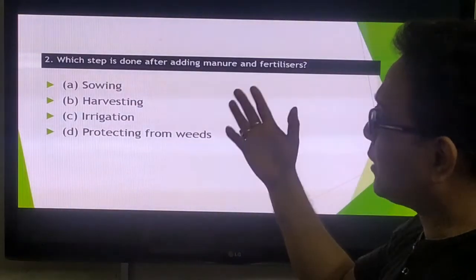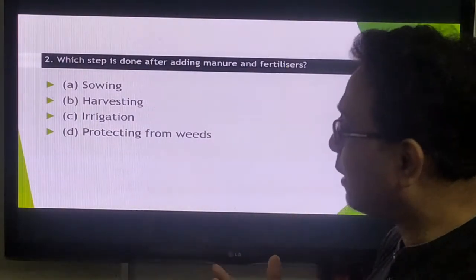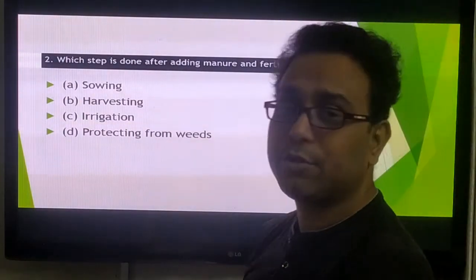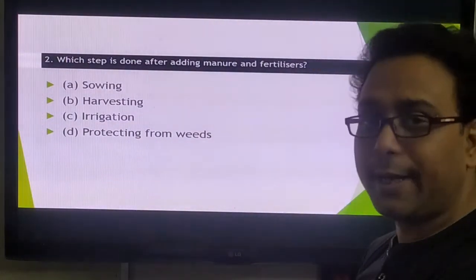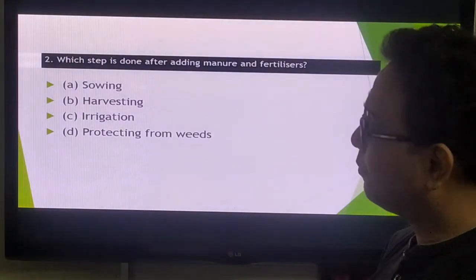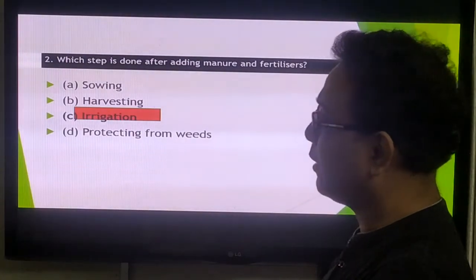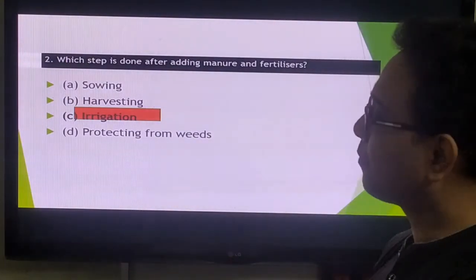Question number 2. Which step is done after adding the manure and fertilizer? Which one is after that, adding the manure and fertilizer? Please first give the input in the live chat box. Option C, that is the irrigation.